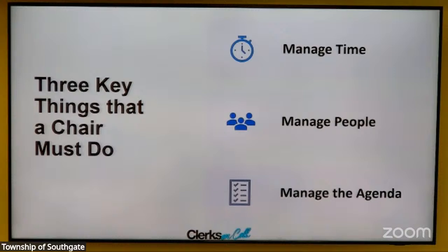And after more than 30 years in municipal administration, Michelle and I have found that sometimes the chairs are not familiar with all of the various aspects of their role. So it's important that chairs also receive proper training or onboarding, as it's important for them to provide the necessary facilitation for successful meetings.